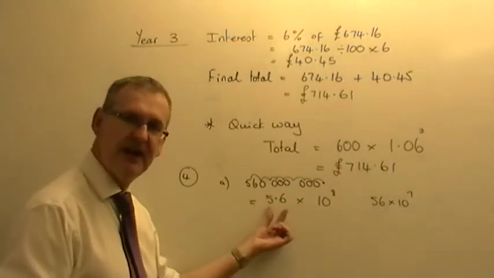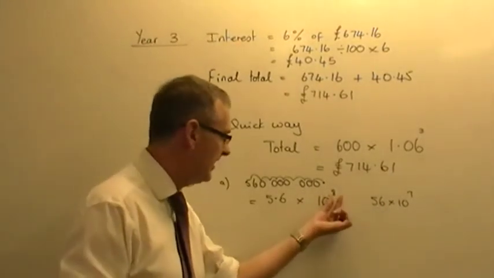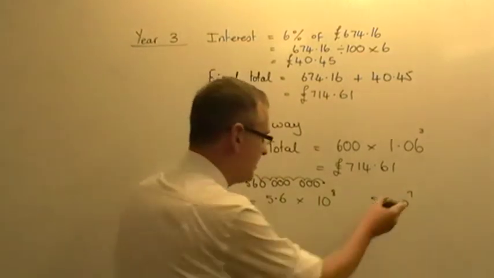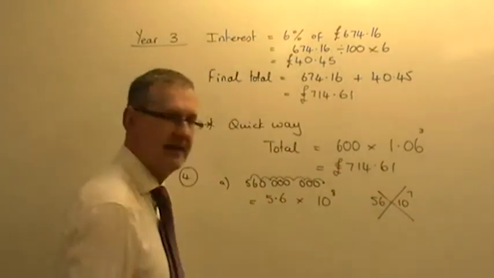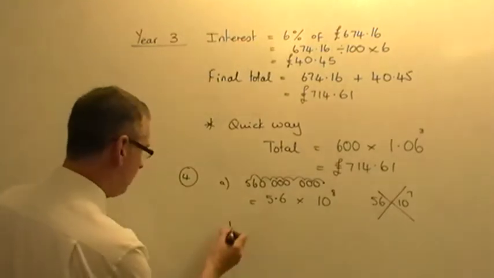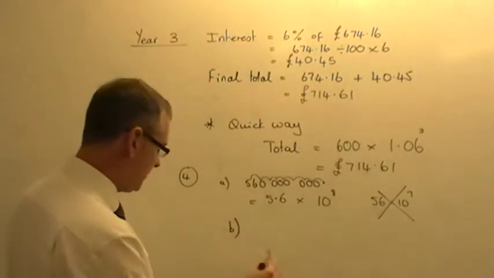That means it needs to be 5.6, and that needs to be an 8, not a 7. So that is the wrong answer. So there you go, there's the standard form for that. Okay, part B. Part B, we've got another standard form number.